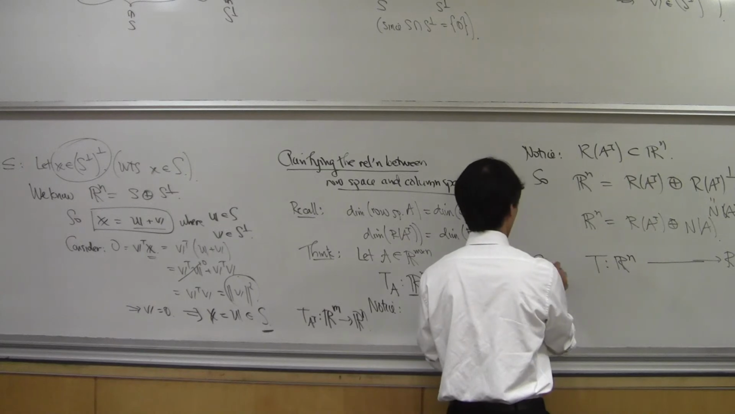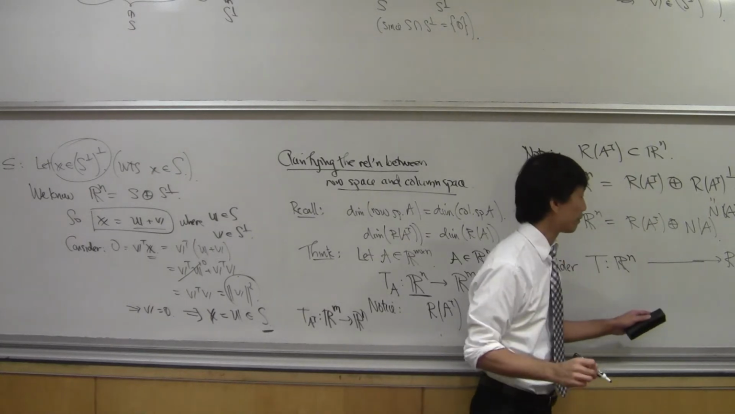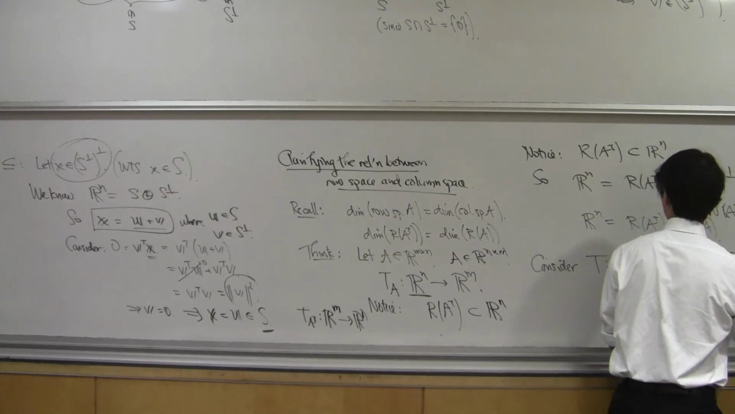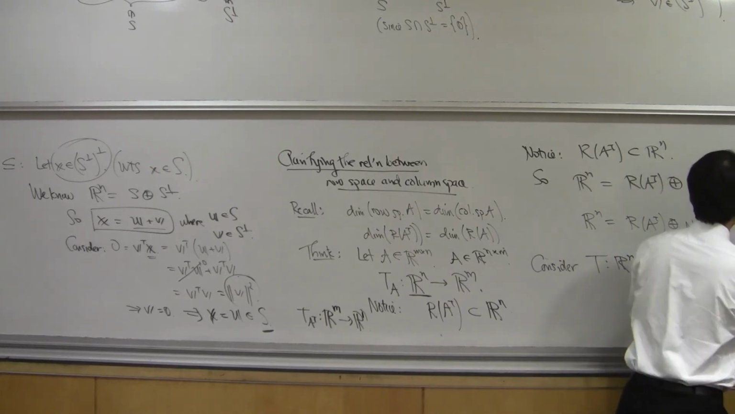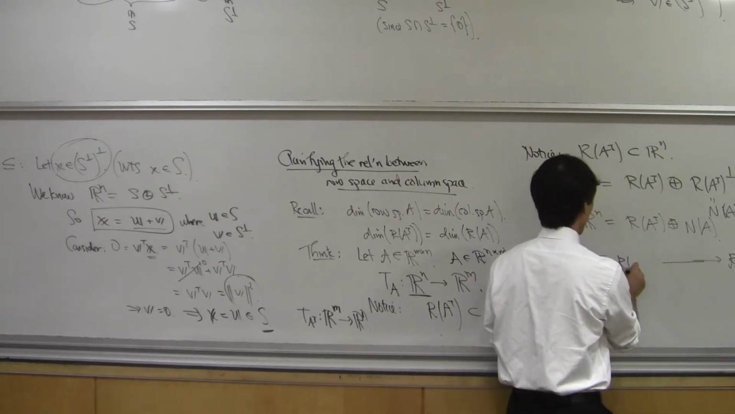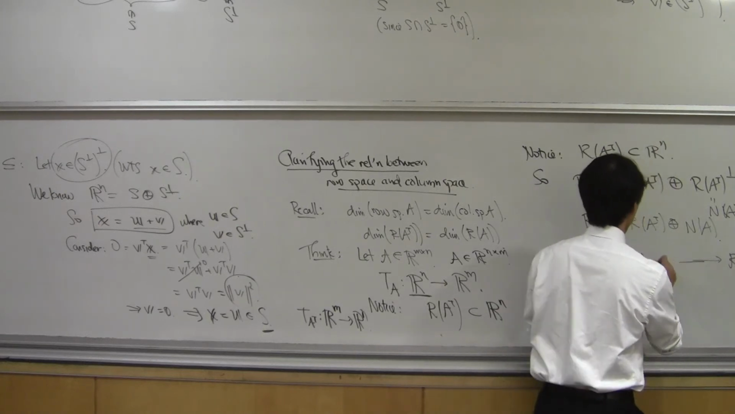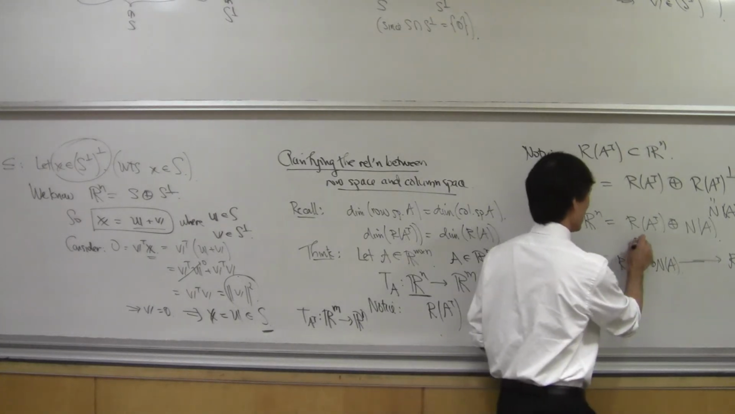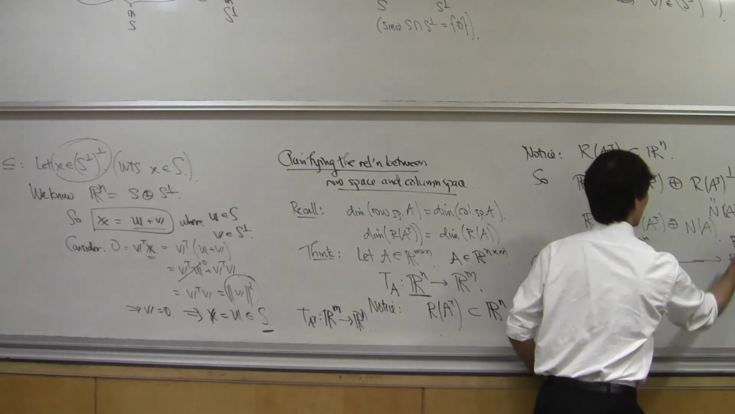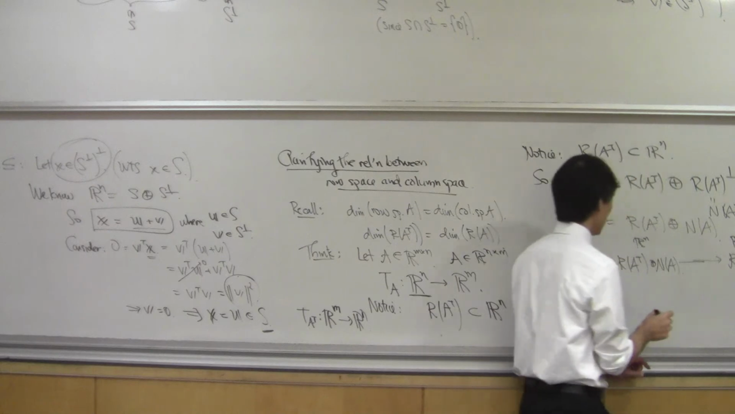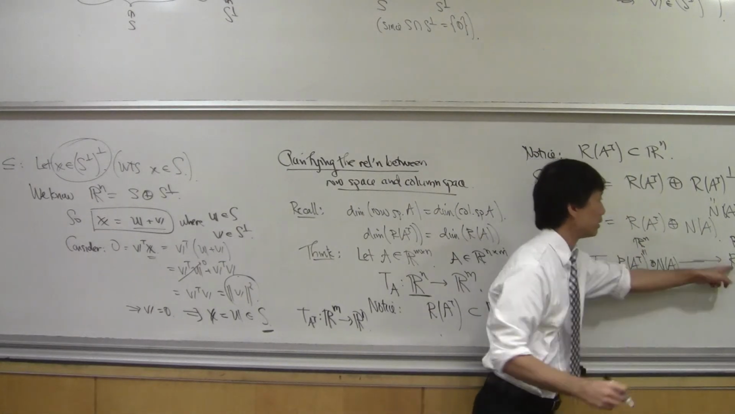So consider this thing. Let me just write it like this. I'm going to replace this thing by the range of A, and I'm going to replace this Rn by the range of A transpose, direct sum, the null space of A. So this was Rn, this was Rm, but I'm going to replace it by these things, because this is equal to this, and this is inside there.